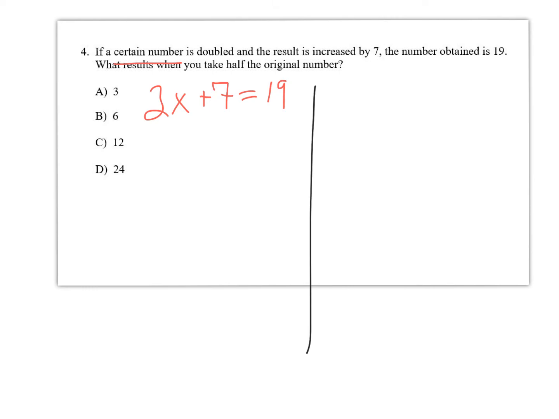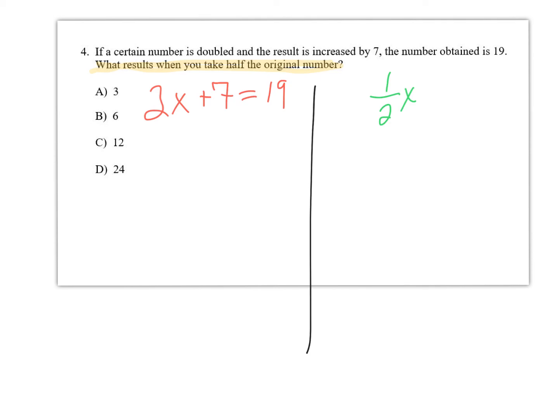But again, we have this whole other sentence here. Okay? This whole other sentence. Okay, so it says here, what is the result when you take half of the original number? So that's the answer they're going to want from us. And half the original number, well, that's going to be 1/2 of x. That's going to be the second part. So again, just like we did before, we're going to solve this, get our value of x. Then we're going to move it up here. We're going to put that in for this x over here and solve it out. And that's going to be the answer we're going to be looking for. Okay, so let's get started.